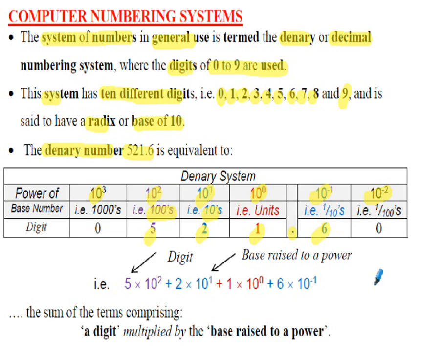So from the column heading format we can write this as 5 times 10 squared plus 2 times 10 to the 1 plus 1 times 10 to the 0 plus 6 times 10 to the minus 1. So the sum of the terms comprising a digit multiplied by the base raised to a power provides a number. This is a basic method we'll be using to convert any number into the denary system.